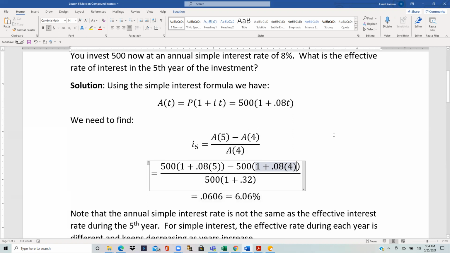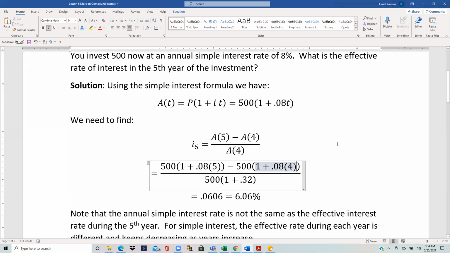However, in case of compound interest, if you were given that this is a compound interest with rate of 8% and everything else was the same in this problem, then the effective rate for the fifth year would come out to be 8%. It would be exactly the annual rate that was given. And so that's a very important difference. In fact, compound interest is the only kind of interest which enjoys this property, that whatever annual rate is given, that's also the effective rate for any year.